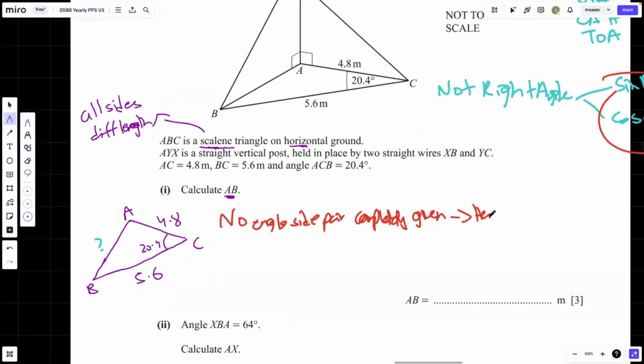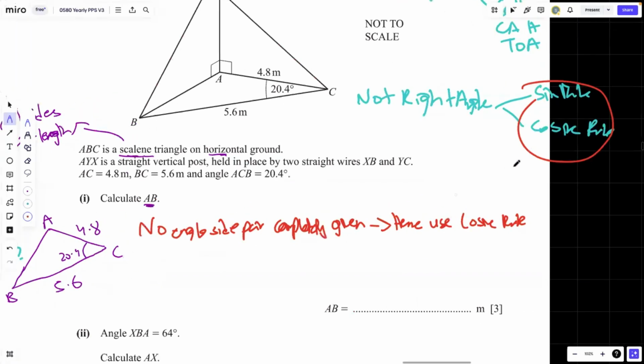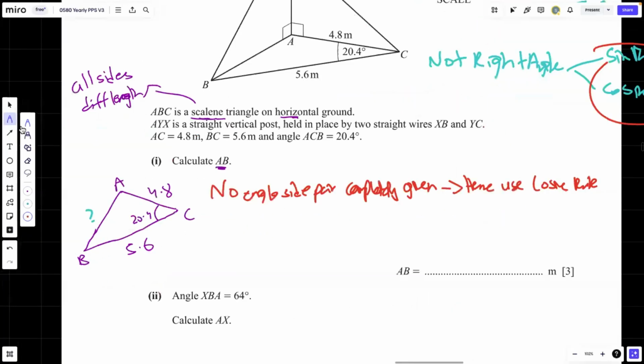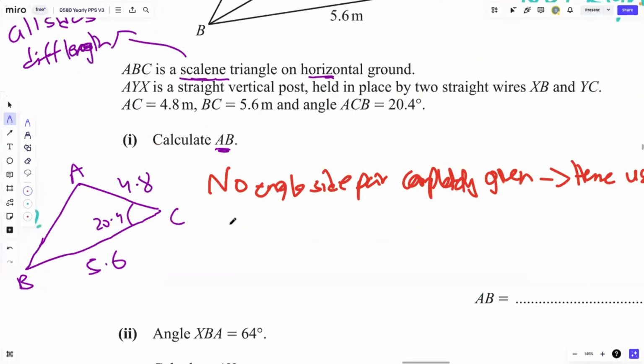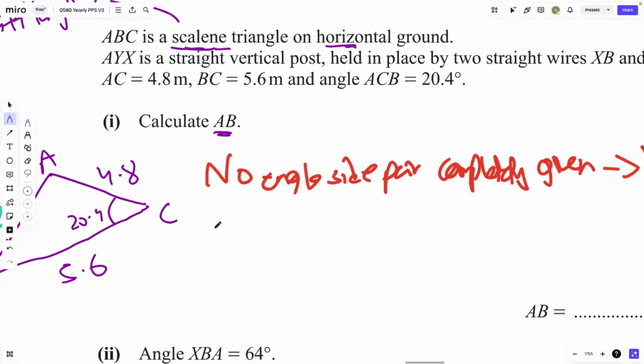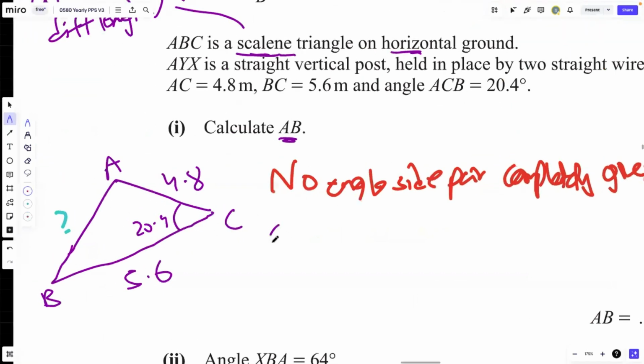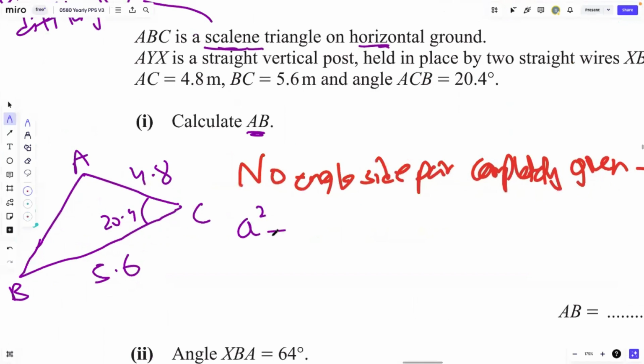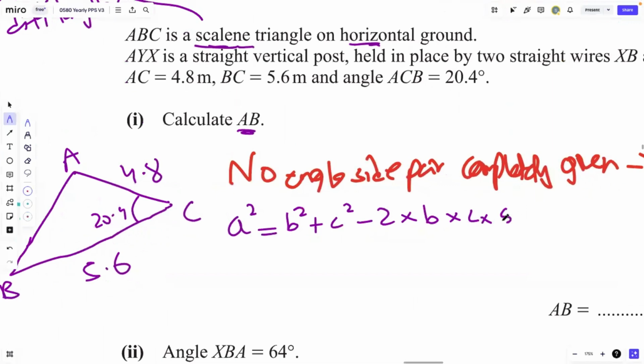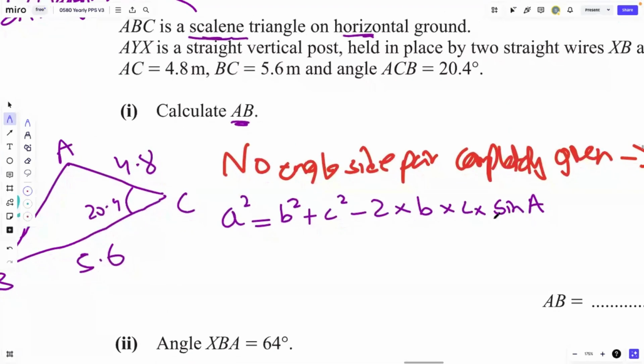Hence, use cosine rule. So we are going to use the cosine rule here, because if we had one angle side pair given, we would have used the sine rule. So let's just apply that up here. The formula for the cosine rule, because we are looking for the length, we'll use the length version of the formula. So that's a squared equals b squared plus c squared minus 2 times b times c times sine of A.